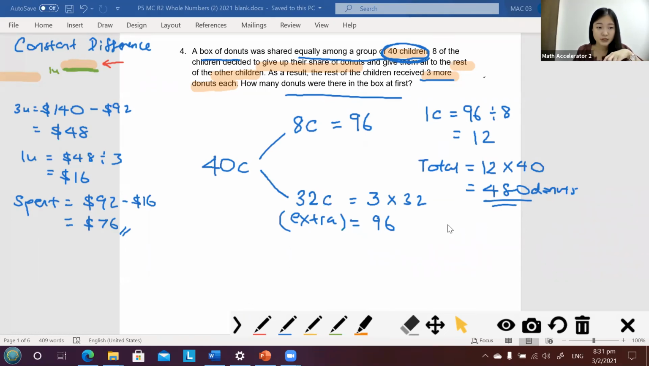32 times 3. This part here is because of the 96. You found the 96 because 3 donuts was extra for the 32 children here. They gave up their share and they end up with 3 each more. So you take 3 times 32 to find out the total extra that they receive.